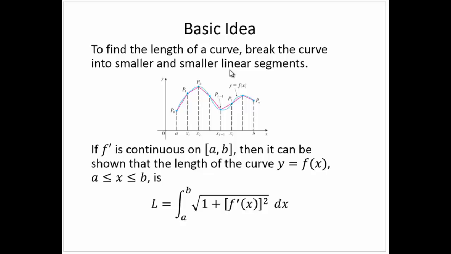And so what we can say is, if the derivative of the function is continuous on some closed interval [a, b], then it can be shown that the length of the curve y equals f of x on the interval from a to b is given by the arc length as the integral from a to b of the square root of 1 plus f prime of x squared dx.